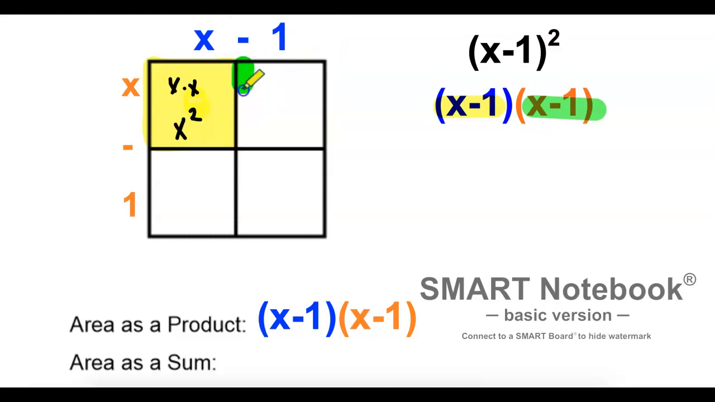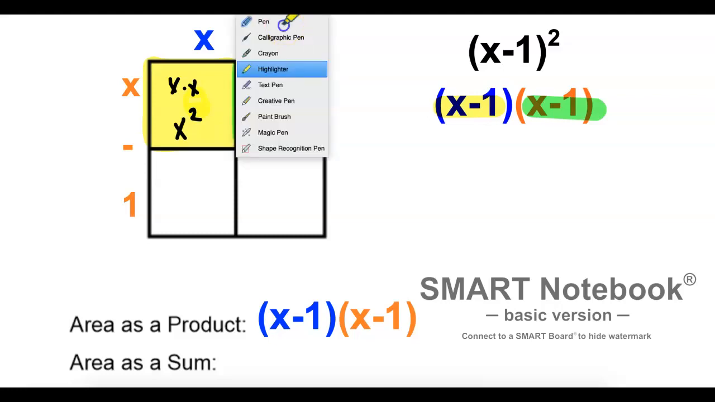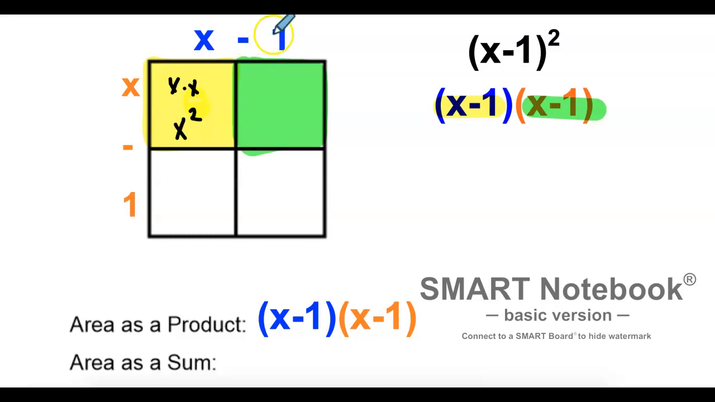Then moving over here to figure out what I'm going to put in this green box, you take the top of the box, which in this case is -1. So when you have a negative sign here, we need to keep it with that 1. So we're going to do -1 times the side of the box, which is x. When we multiply those together, we get -1x.